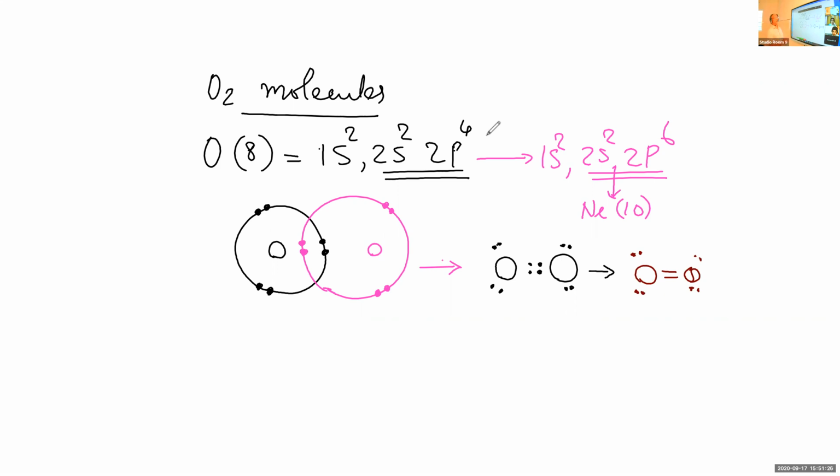Similarly, let us take another example for the formation of a double bond, and it is the carbon dioxide molecule. Formation of a carbon dioxide molecule. In carbon dioxide, we have 2 types of atoms.